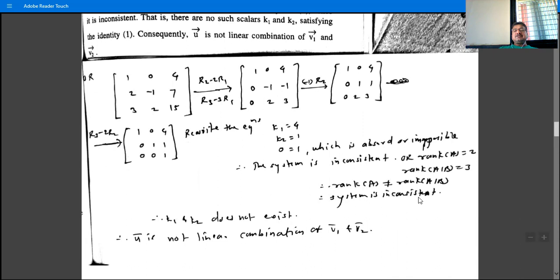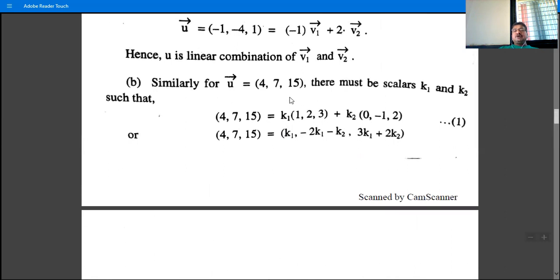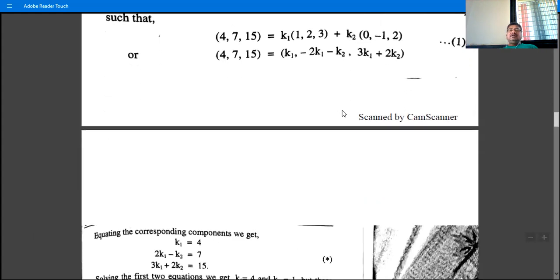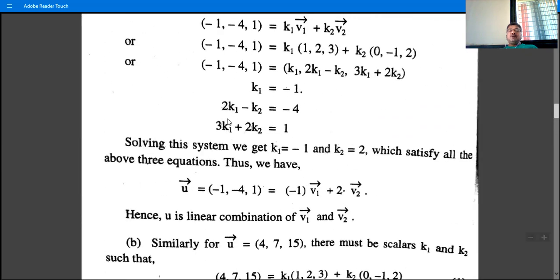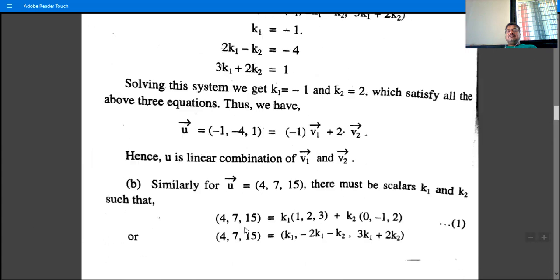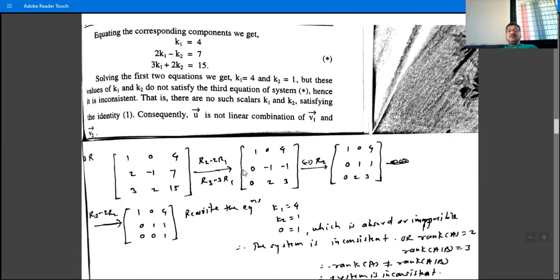But if the system is inconsistent, then we say that the values of the unknowns do not exist, and therefore U bar is not a linear combination of V1 and V2. We do not have values of K1 and K2 which satisfy equation number 1, and therefore U bar is not a linear combination of V1 and V2. So these are the two problems. In the first problem, U bar is a linear combination of V1 and V2. In the second problem, U bar is not a linear combination of V1 and V2.